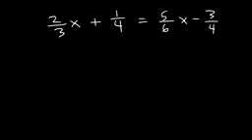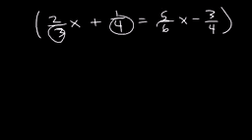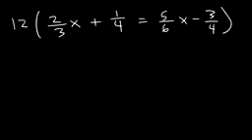What is the value of x in this case? What I would do is multiply everything by a number that's going to get rid of all the fractions. So what number is a multiple of 3, 4, and 6? 12 is a multiple of 3, 4, and 6. 12 is divisible by 3, 4, and 6. So we're going to multiply everything by 12.